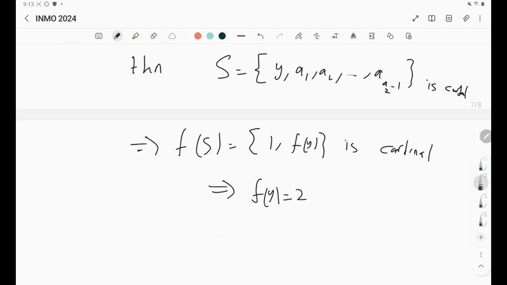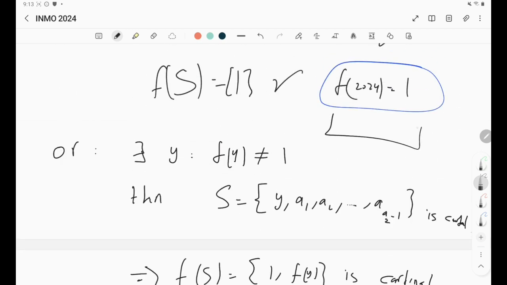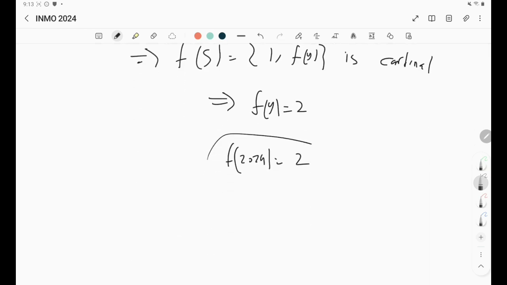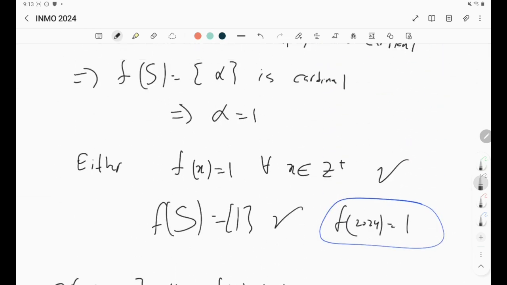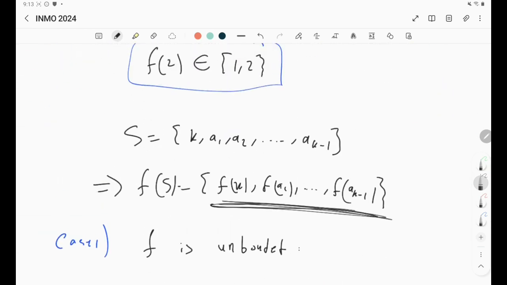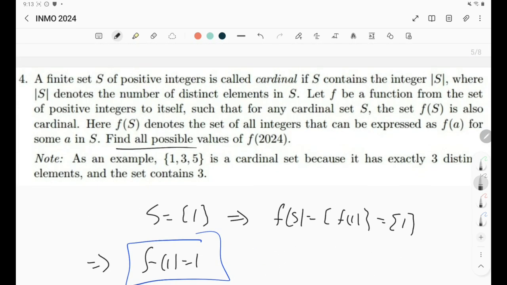So that means that f of 2024, if you look at it, it might be 2, right? Yes. In this possibility, it's either 1, which we already covered, or it can be 2. Remember, the question is not asking us to find all f. The question is just telling us what the possible values are. Let's see here for f of 2024.